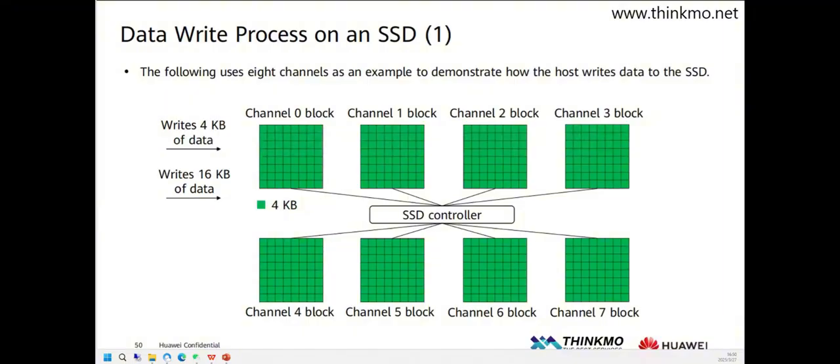Here we use a multi-channel approach mainly to enhance performance, to fully utilize our hardware resources, to allow multiple flash chips to work simultaneously, thereby speeding up our write speed. This is the reason why we need a multi-channel approach.